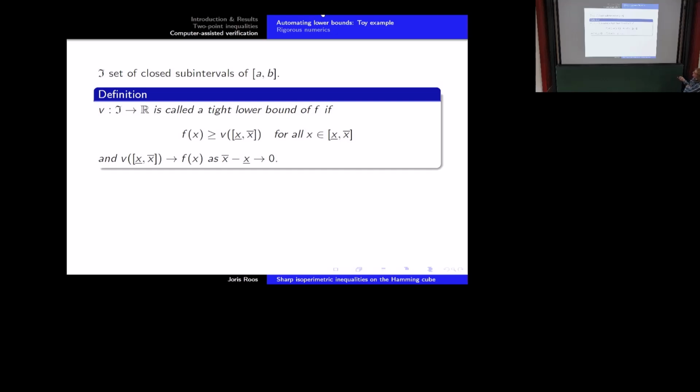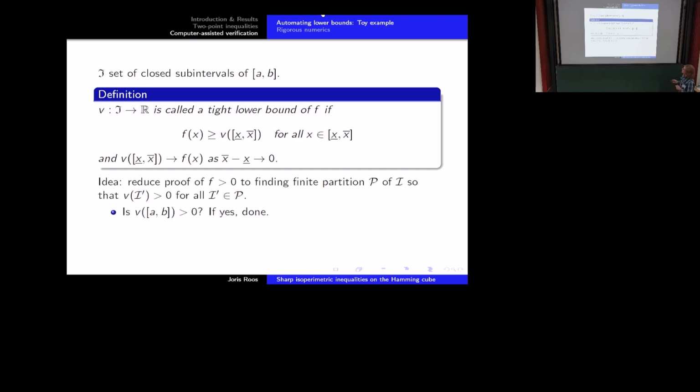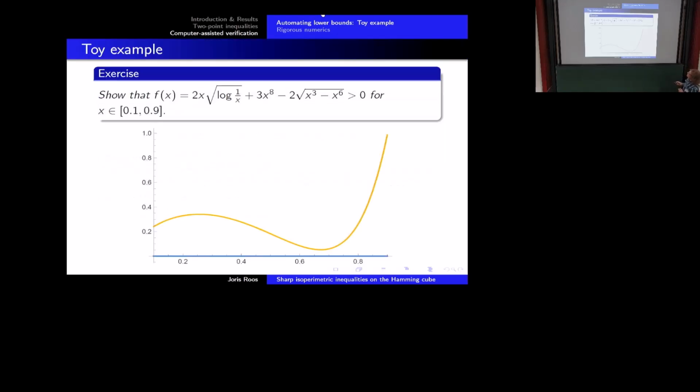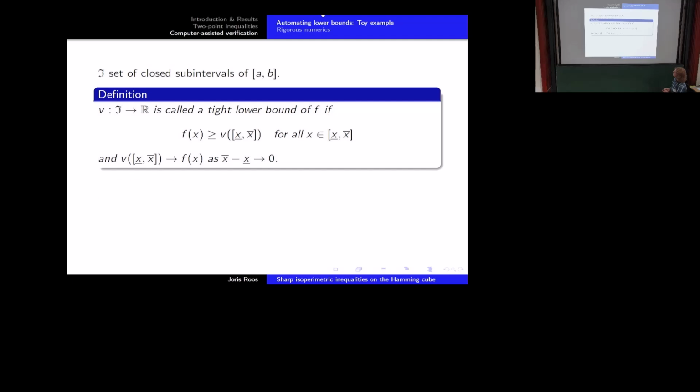So what is a tight lower bound? I'm going to introduce a function that lives on intervals instead of points, and I'm going to say that it is a tight lower bound if it is a lower bound for f whenever x is contained in that interval, okay? And as the interval size shrinks to 0, this bound becomes sharp, okay? That's what I mean by a tight lower bound. And that's exactly what you get if you use monotonicity in all these components, right? Then you get a tight lower bound for such a function.